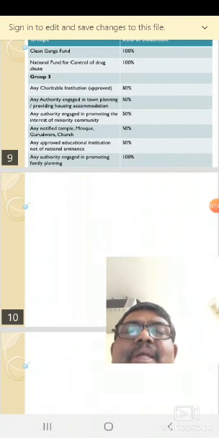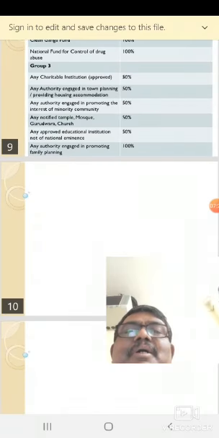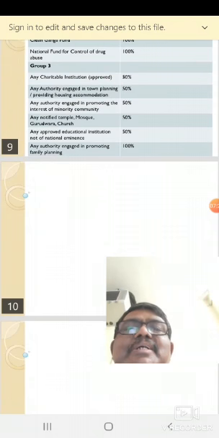And finally, any donation paid to an authority engaged in promoting family planning also qualifies for deduction at 100%. So this is about, in detail, in a nutshell, I have covered section C, section D, section E, and section G. It all comes under the main section 80.